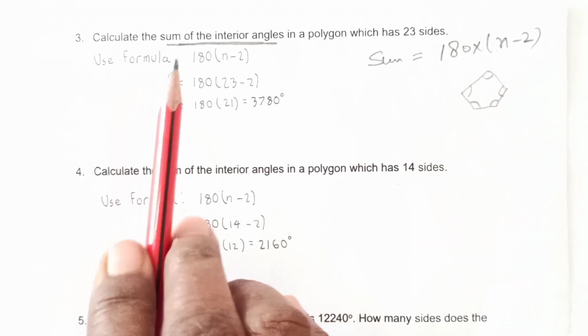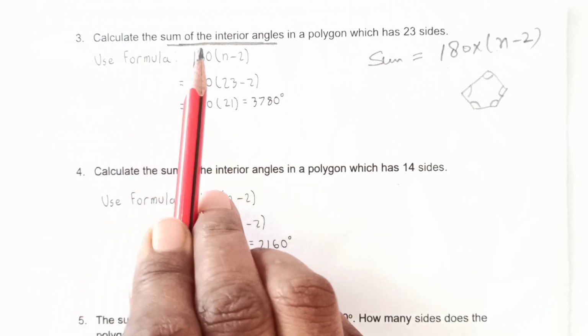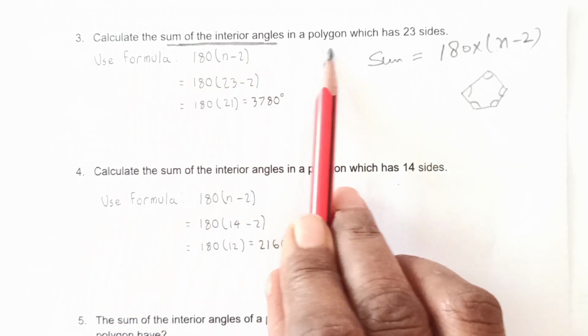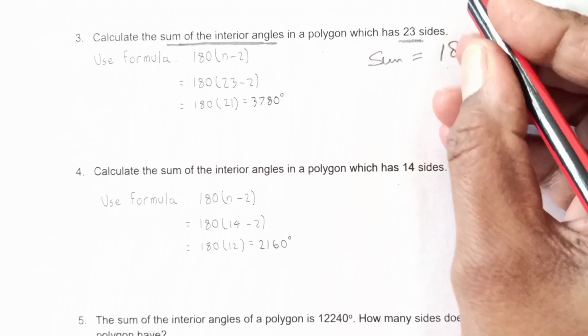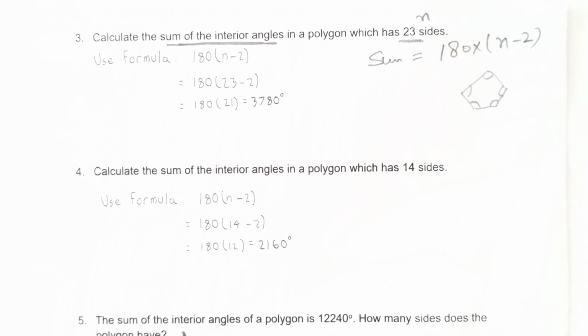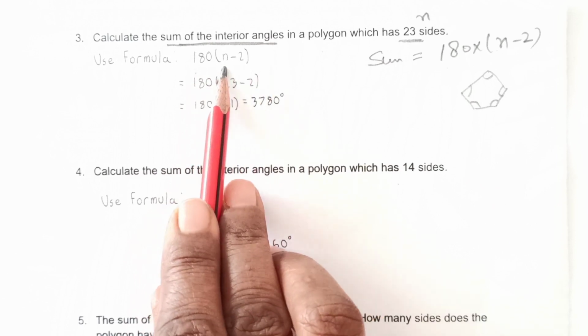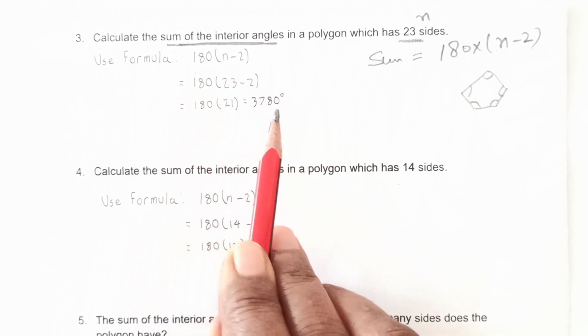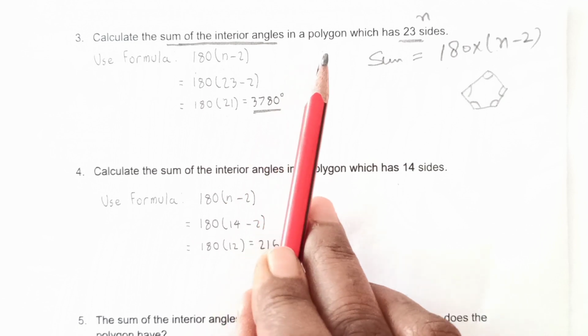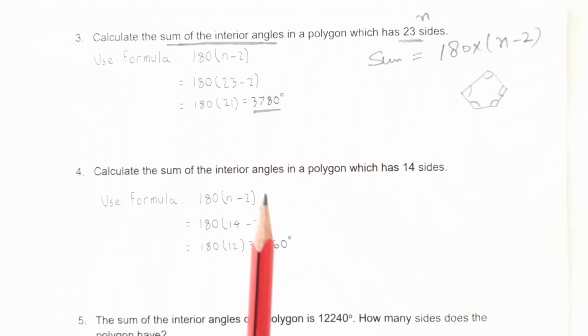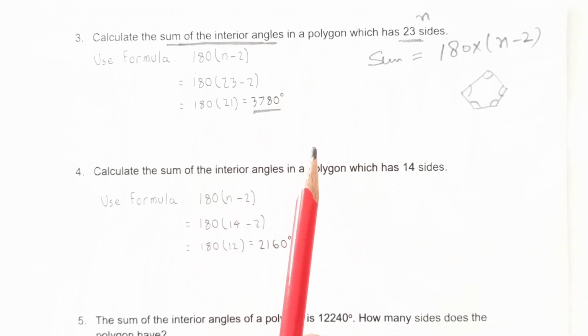So let's see what the question is. Calculate the sum of interior angles in a polygon which has 23 sides, meaning that our value of n is now 23. Using the same formula, 180 times n minus 2, n is 23, which gives 21. So the sum is 3780, right?